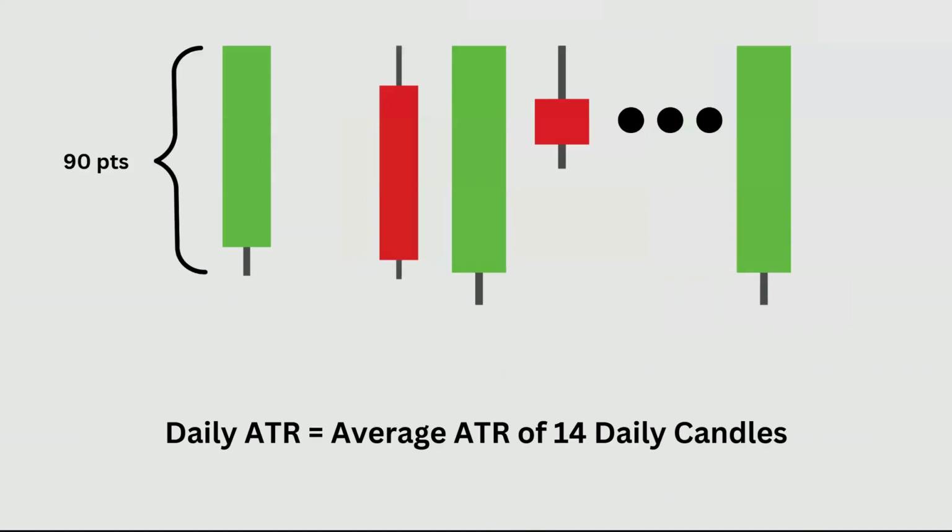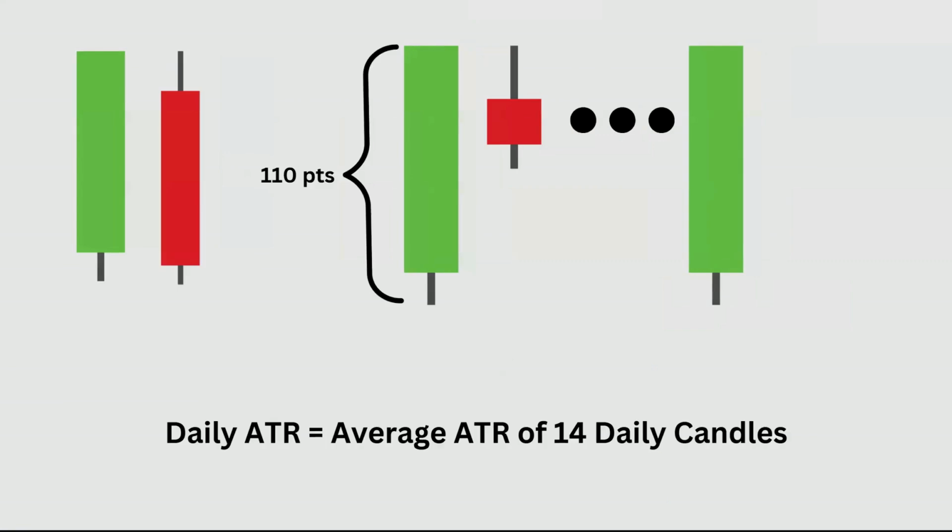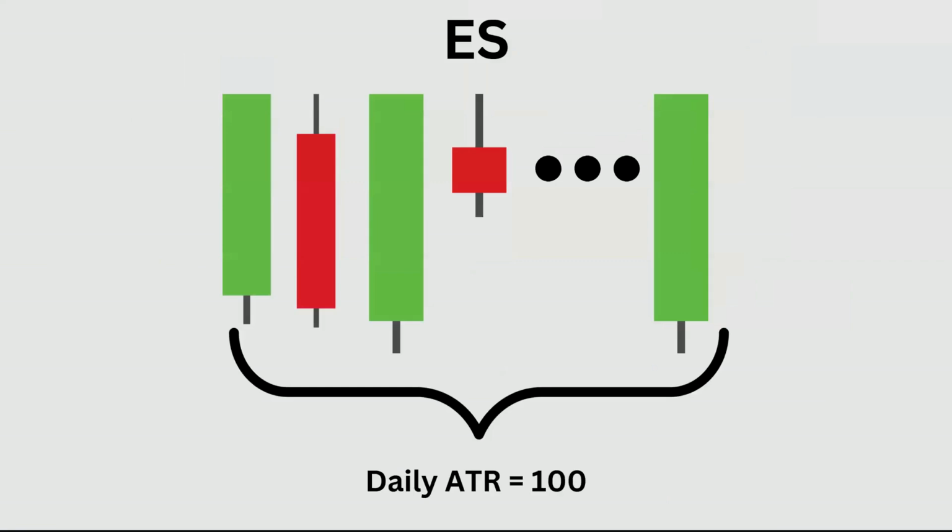of ES, for instance. So let's say the difference here was 90 points, and the distance of this daily candle was 95, and here 110, and so on and so forth. The average for ES over 14 daily candles is the daily ATR, which is around 100 points. This is the daily ATR of ES.